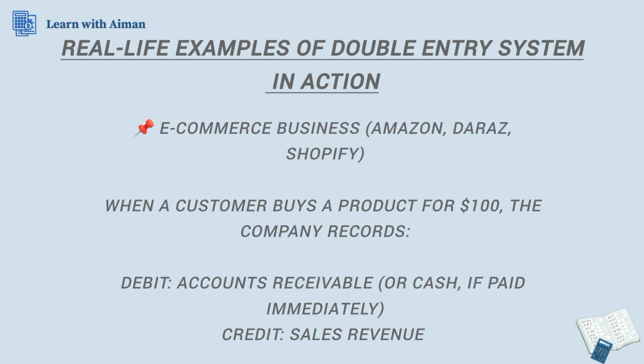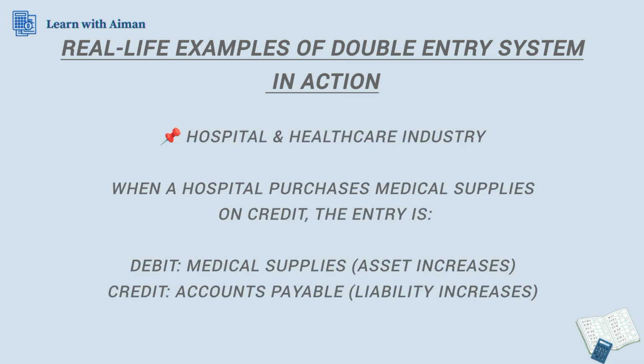E-commerce business like Amazon, Daraz, Shopify. When a customer buys a product for $100, let's say, the company records debit accounts receivable or cash if paid immediately, credit sales revenue.